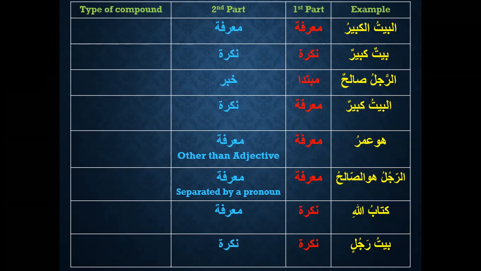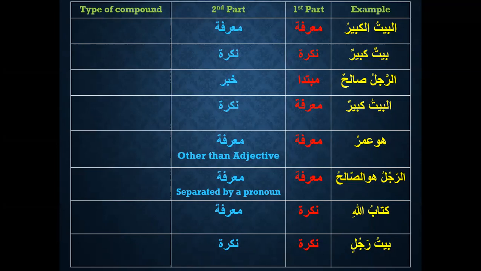So this construction is seen in mubtada khabar, which is jumla ismiya. Okay, so nominal sentence. Al-baytu kabirun. Again, marifa nakira. If you have marifa and nakira, then this is generally a mubtada khabar or jumla ismiya construction.